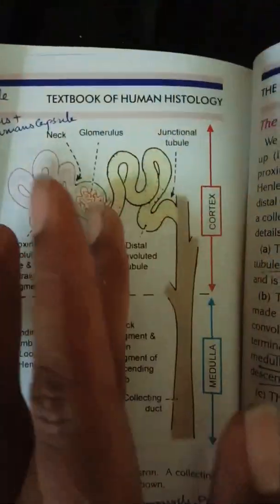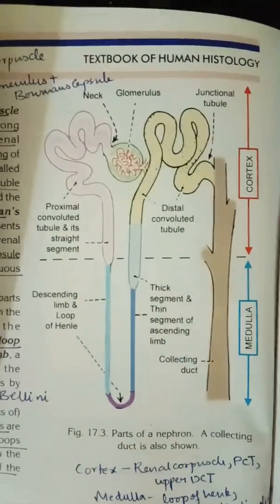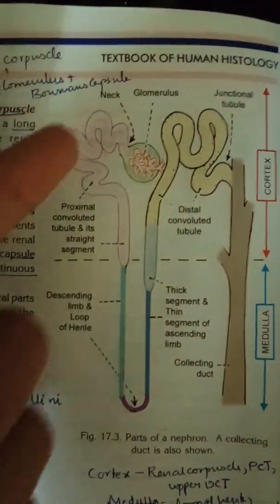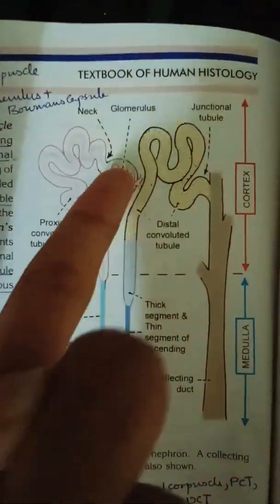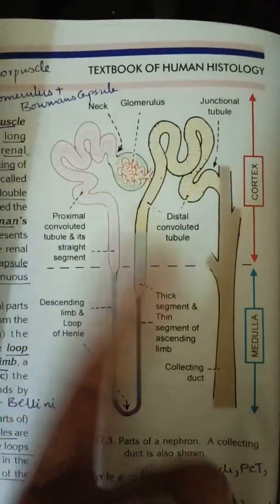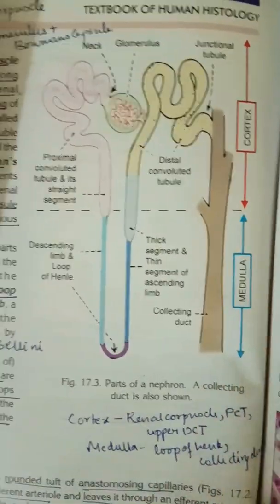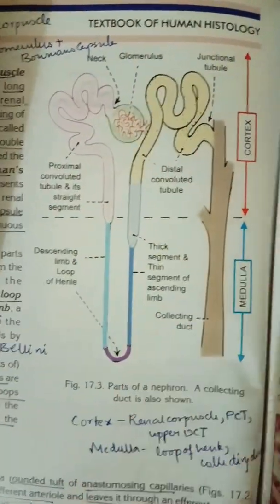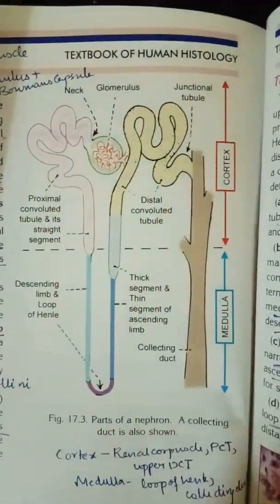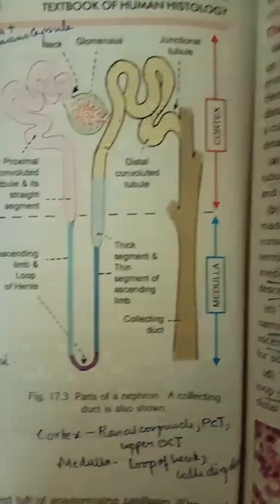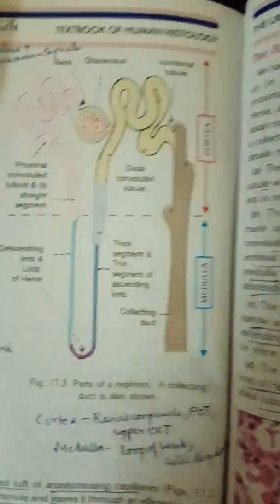So up to here is cortex. Now you can understand what structures are present in the cortex. In the cortex mainly we have our glomerulus, that is our renal corpuscle is in the cortex, the PCT is in the cortex, and also DCT is in the cortex. So what are the structures in the medulla? We have the loop of Henle, thick and thin segments. So also all parts of loop of Henle and the collecting duct are in the medulla. Also remember that half of the collecting duct is also in the cortex. So by this diagram we can easily check out those.